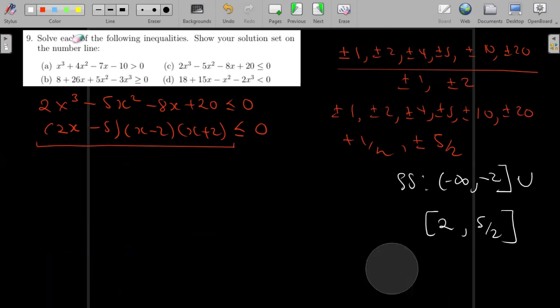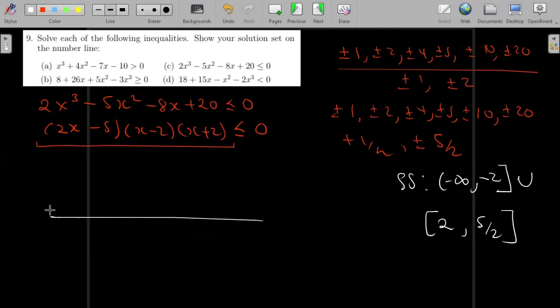After doing this, I can write my solution on a number line. You have negative 2, then 2, and 5 over 2. The first one goes from negative infinity to negative 2, all the way to that side, closed at negative 2. Then the other one is from 2 to 5 over 2, closed because of the brackets. This is going to be the solution.